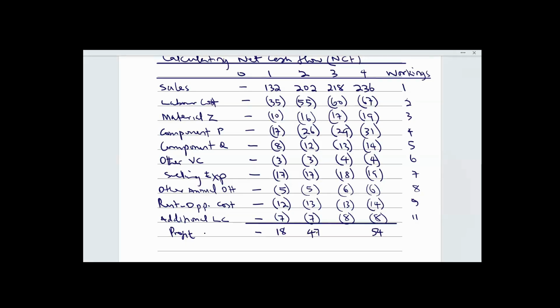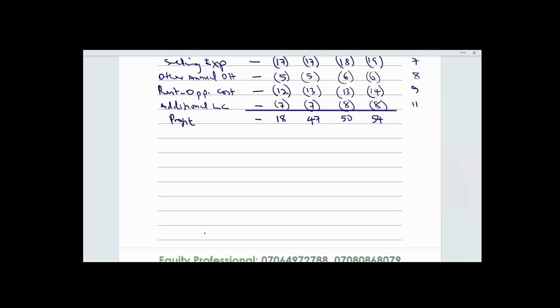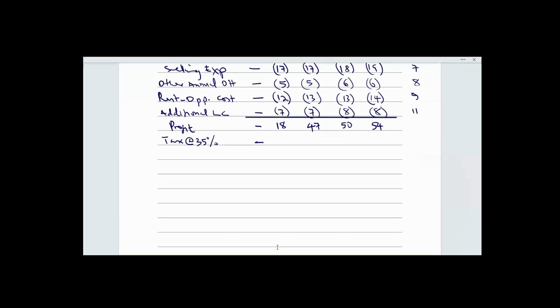47. The third one, 50. Okay. 50. So I believe the one I did for 54 is correct. So now that we have the profits, the next thing is to then pay tax. I would then say tax at company tax rate of 35%. According to the question, the examiner told us that tax is paid in the year profit is earned.